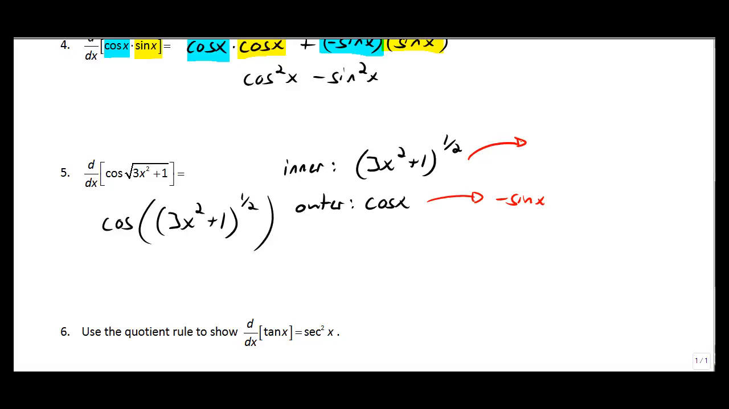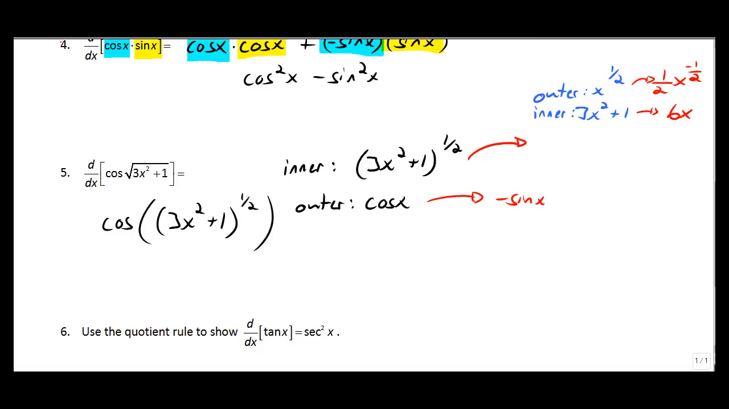Derivative of the inner, like, oh, that looks really hard. Wow, that's another chain rule. I'm going to need another inner and another outer. Okay, outer x to the 1/2. Inner 3x squared plus 1. Their derivatives: 1/2 x to the negative 1/2 on the outer. And the inner will just be 6x.